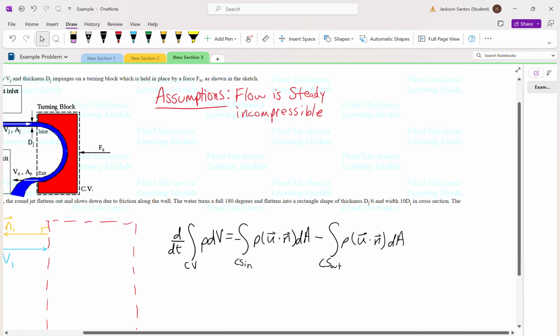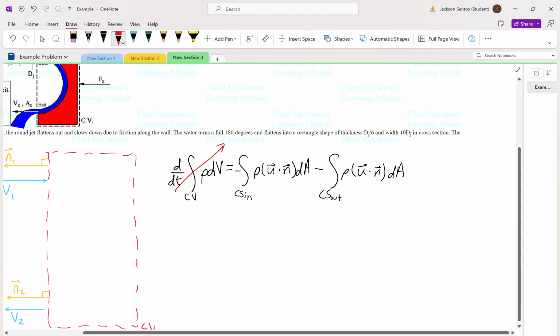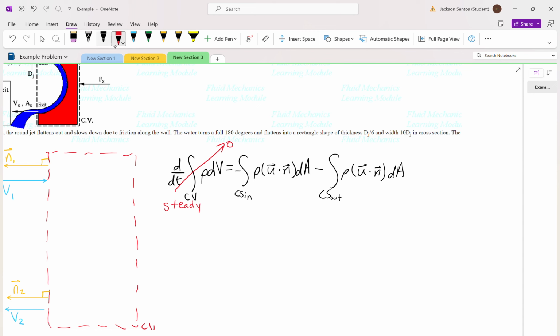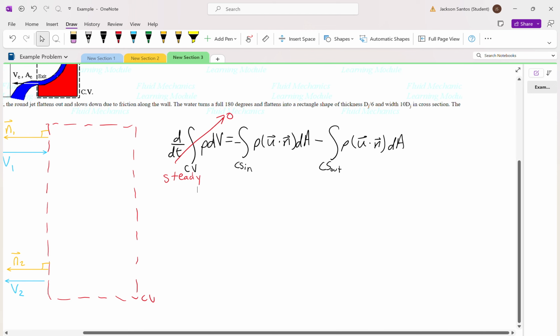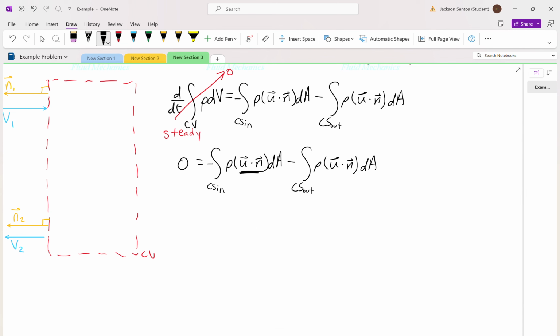So going back to our assumption, since the flow is steady, that means the term on the left-hand side actually goes to 0 because it is steady. To rewrite this equation, I'm just going to copy it really quick. It's going to be 0 equals this.